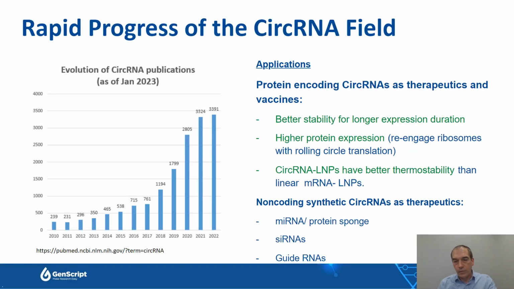They're very interesting for therapeutic development because they offer very good stability, better stability than linear mRNA, for longer expression duration. They offer usually higher protein expression. They re-engage the ribosomes with rolling circle translation. Also, the circular RNA LNP seem to have better thermal stability, so they're more stable and more resilient for delivery and logistics. So they're being very heavily researched right now for therapeutic use. You can see the number of publications based on PubMed search exponentially grew from a few hundred early on to several thousands per year in the recent years. So very high interest in using those for therapeutics.